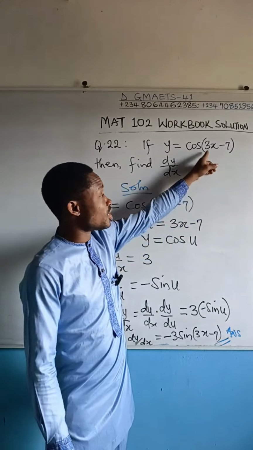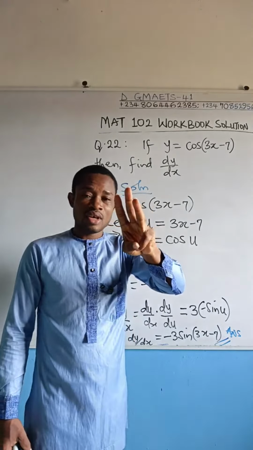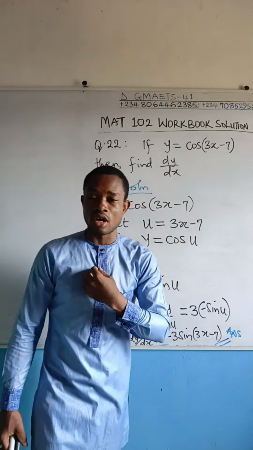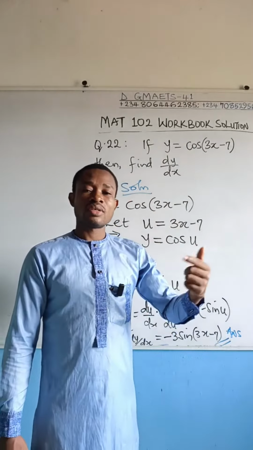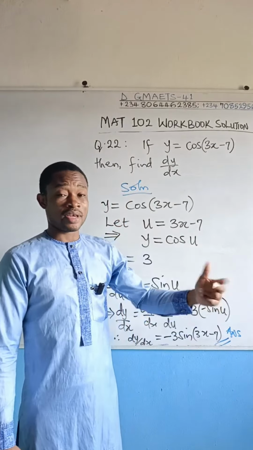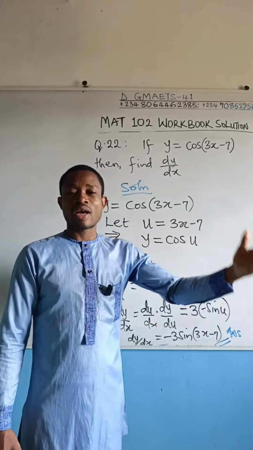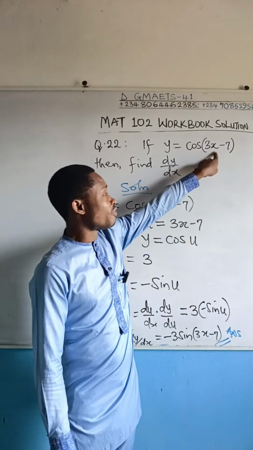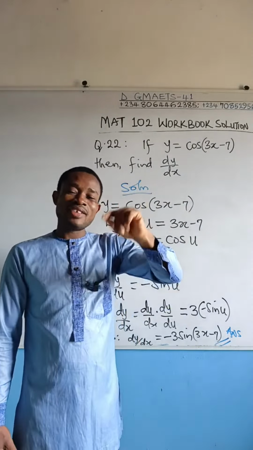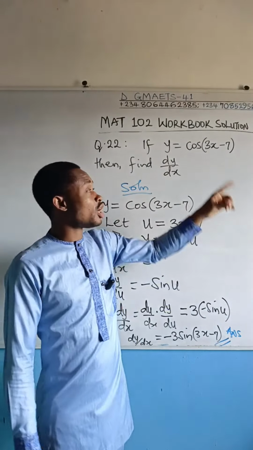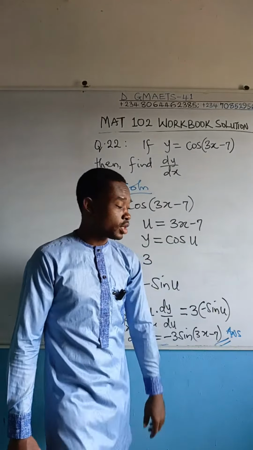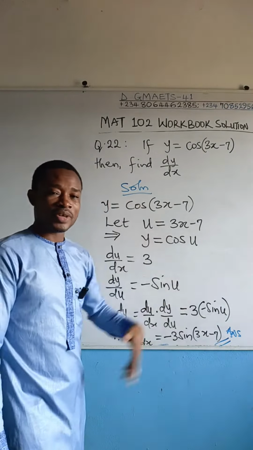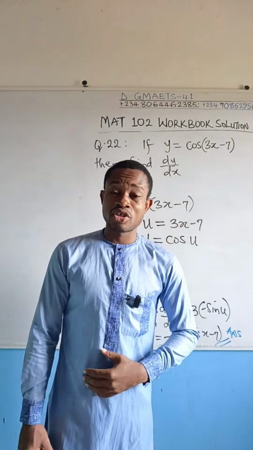Remember, when you differentiated 3x minus 7, you got 3. Now multiply it by the derivative of this major function cos. You get minus 3 sine of 3x minus 7. The 3 comes from differentiating the minor, and then minus sine of 3x minus 7 comes from differentiating the major cos. All right, guys, I hope you understand this. And that is pretty much what you should know about the chain rule.